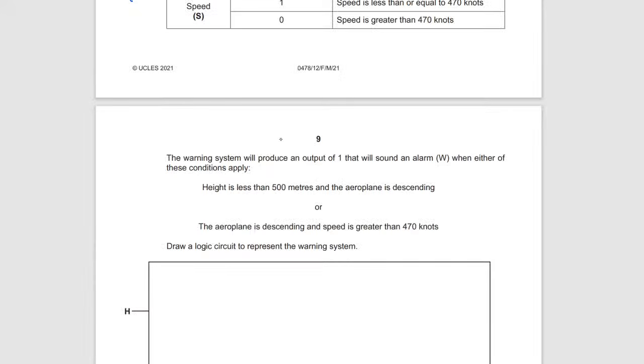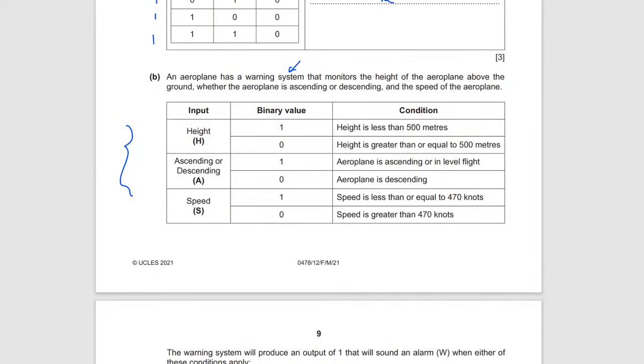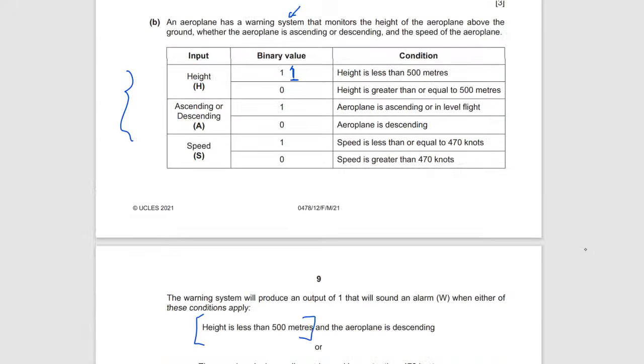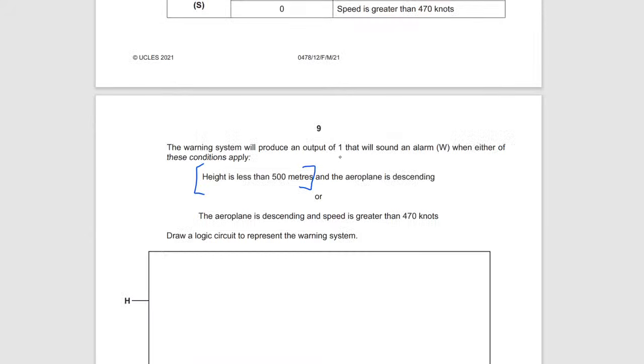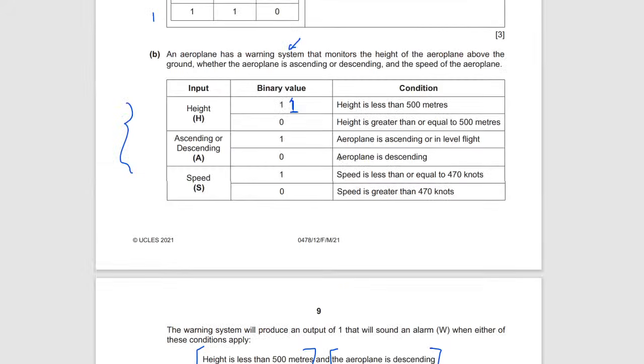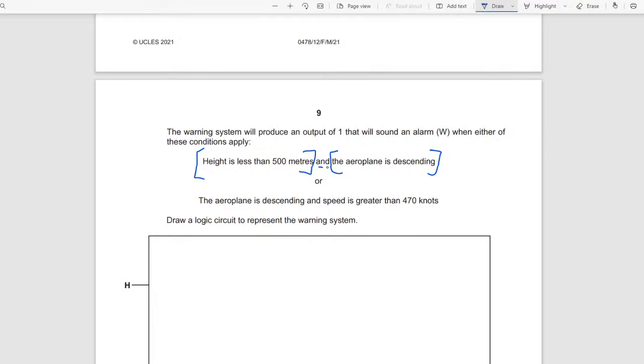So let's start off. Height is less than 500 meters. So that is my first statement. Height is less than 500 meters, meaning the height is basically 1. Meaning just height. The next statement is joined by the aeroplane is descending. So the aeroplane is descending is right here, meaning not A. Because it is not 1, meaning it should be not A. That's why you will put a NOT gate here to show that the aeroplane is descending, and this is joined together with an AND gate.